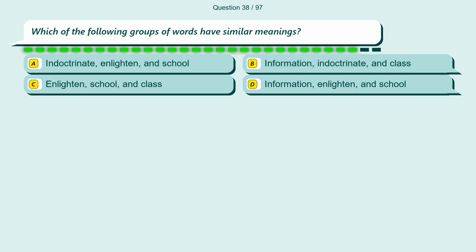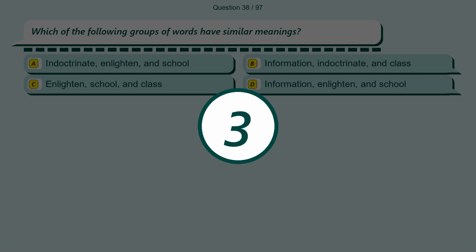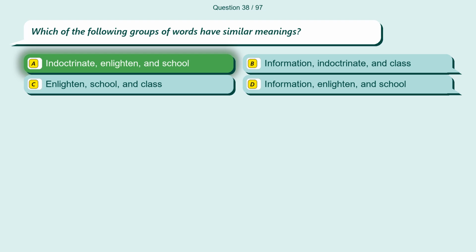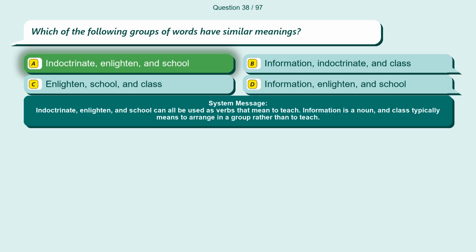Question 38. Which of the following groups of words have similar meanings? Option A, indoctrinate, enlighten, and school. Option B, information, indoctrinate, and class. Option C, enlighten, school, and class. Option D, information, enlighten, and school. The correct answer is option A, indoctrinate, enlighten, and school. Indoctrinate, enlighten, and school can all be used as verbs that mean to teach. Information is a noun, and class typically means to arrange in a group rather than to teach.